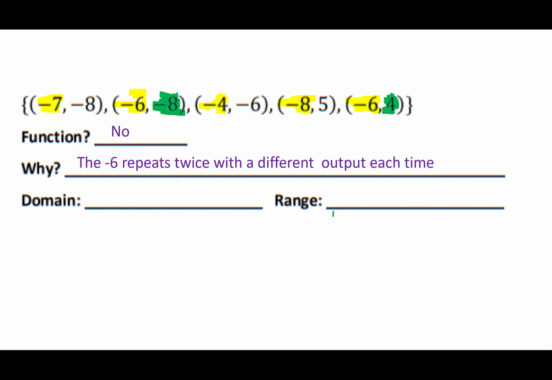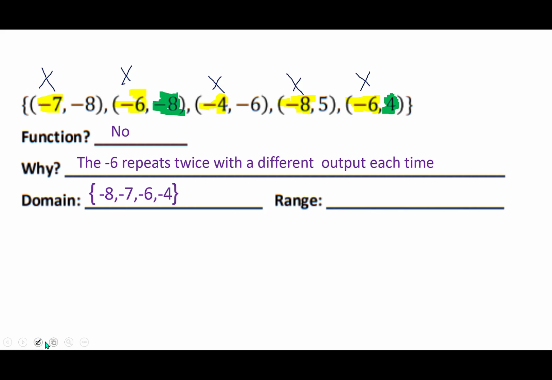All right, so let's go ahead and list all our domain, which is all of my x values. So we've got -7, -6, -4, -8, and we're not going to write this -6 a second time because we only need it once in our domain.